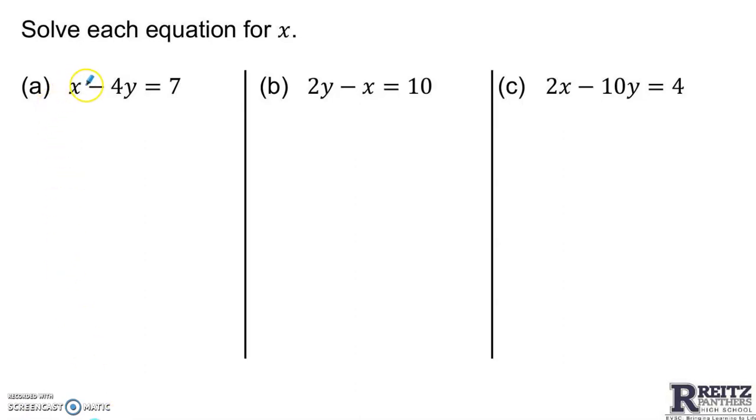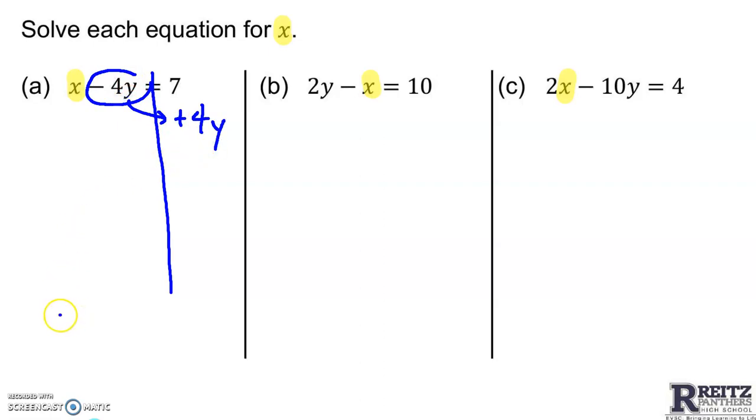Our goal on each of these problems is to solve for x. We're trying to get x by itself in each of the items, and each of these works a little bit differently. On A, you've got x minus 4y equals 7, and all you really need to do to get x by itself is to add 4y to both sides.